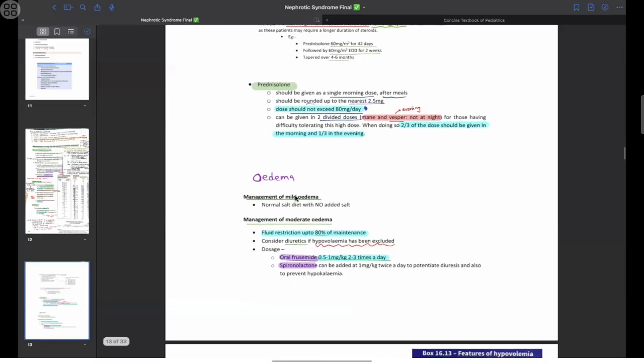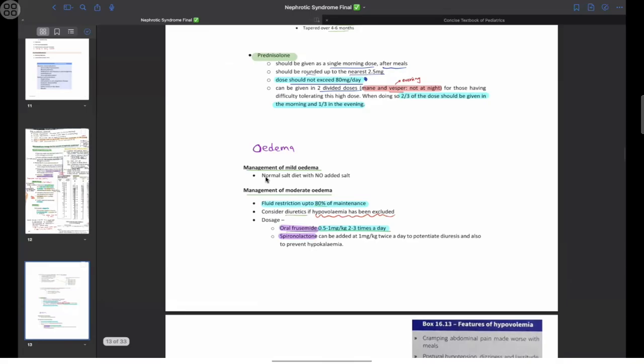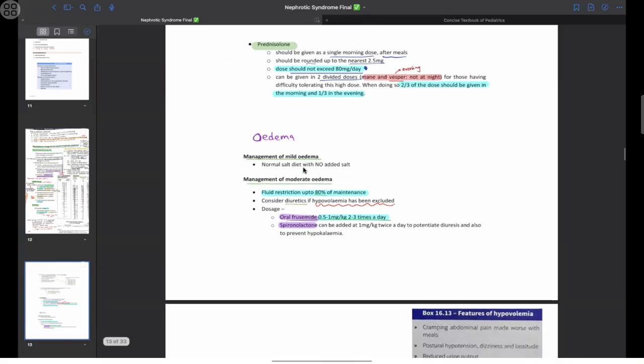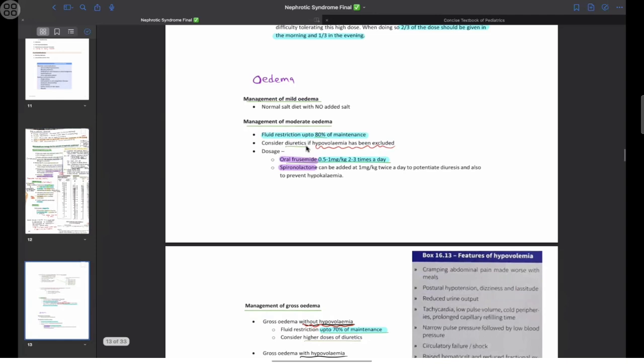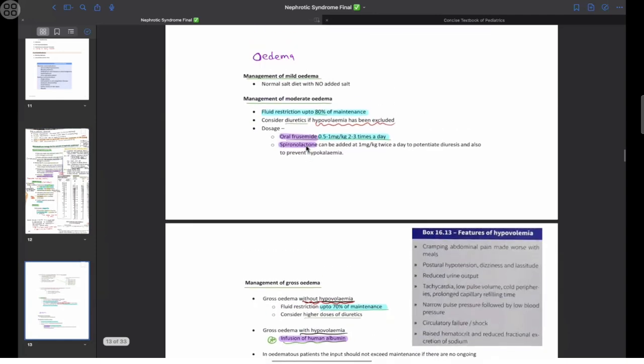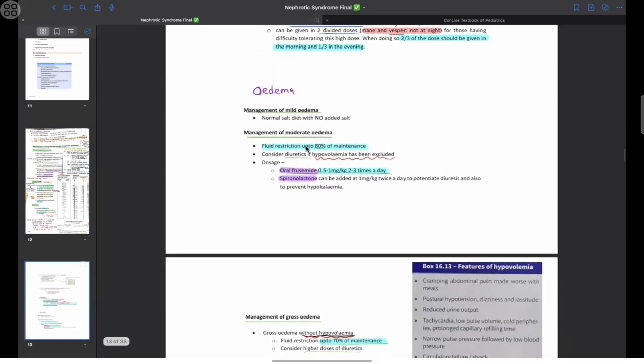So then moving on to the next part, which is edema management. If there is mild edema, you can give a normal diet with no added salt. But what we usually say is, it might be difficult for you to classify what is mild, moderate and significant gross edema. So for that you just say that when the patient has edema, we don't give salt. Okay, we do salt restriction.